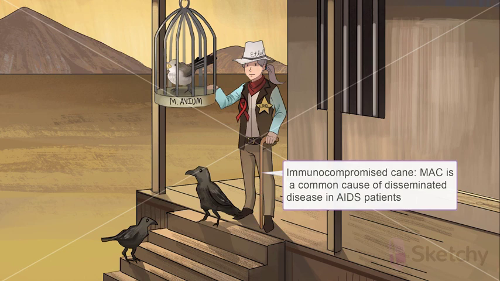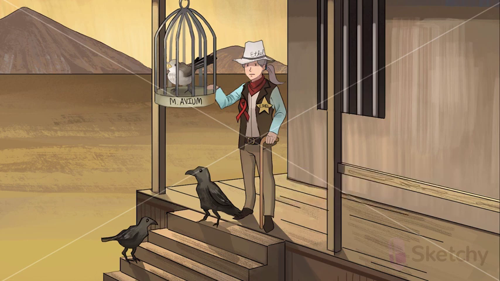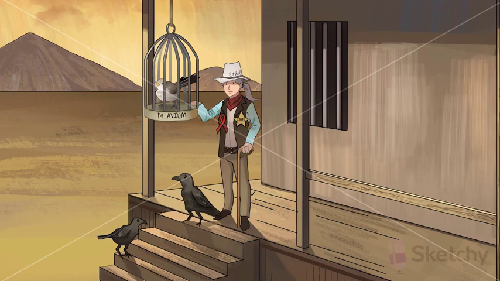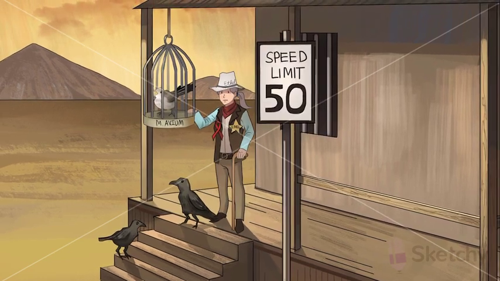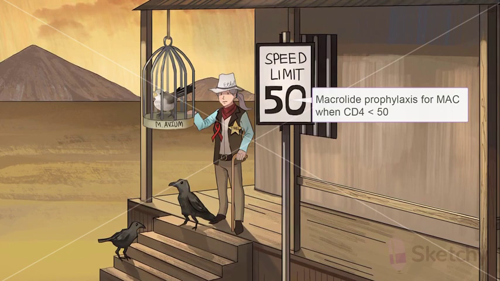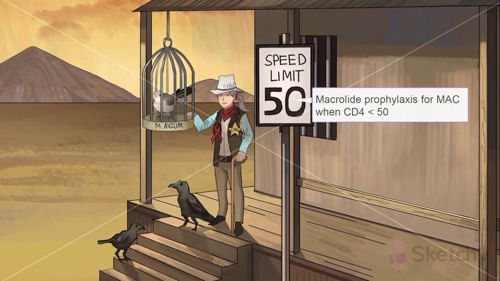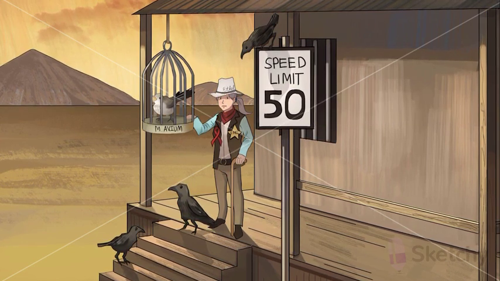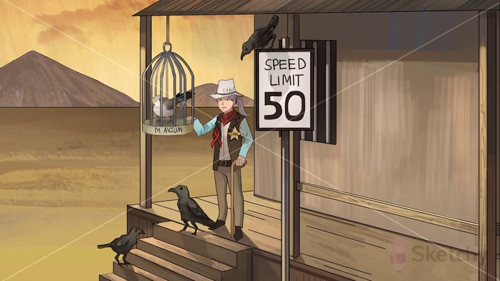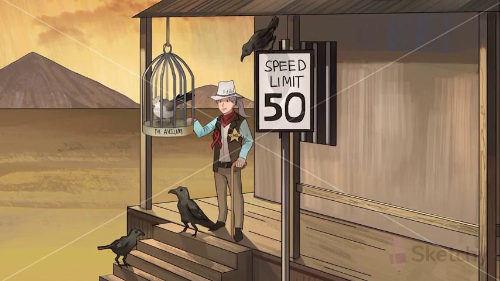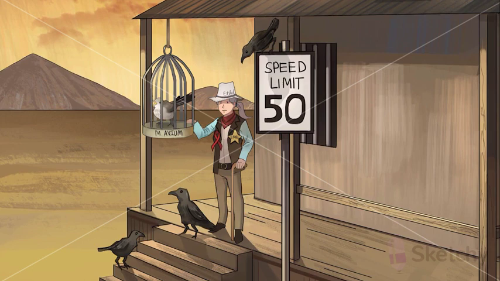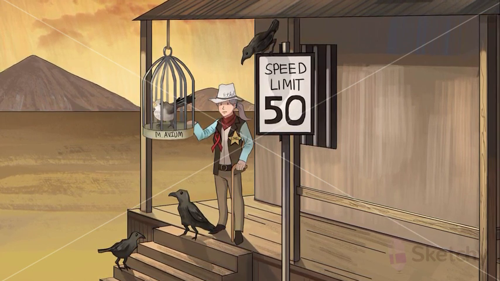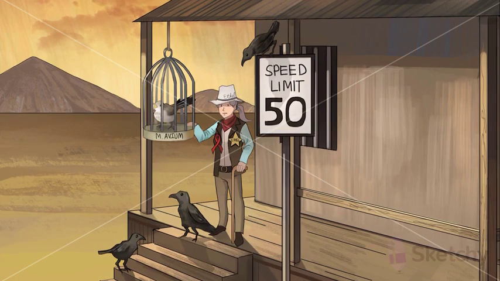It's here because M. avium complex is a common cause of disseminated disease in AIDS patients, especially in late stages when CD4 counts are less than 50. Let's sketch in this speed limit 50 sign to represent this decreased CD4 count. We're also going to draw a macrolide crow perched on the sign. Azithromycin and clarithromycin not only treat M. avium complex, they're the prophylactic drugs of choice for preventing disseminated disease when CD4 count is less than 50.